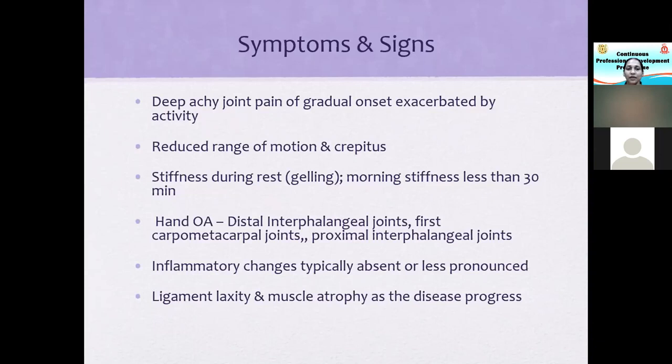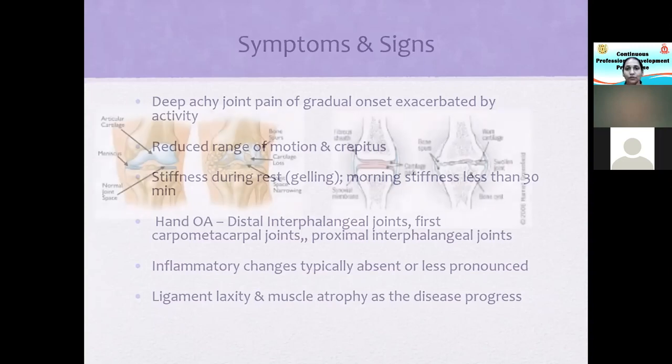As I mentioned earlier, in hand OA, the distal interphalangeal, first carpometacarpal joints, and the proximal interphalangeal joints can be involved. Inflammatory changes are either not seen or they are less pronounced. Ligament laxity and muscle atrophy can be seen as the disease progresses, giving rise to an unstable joint.